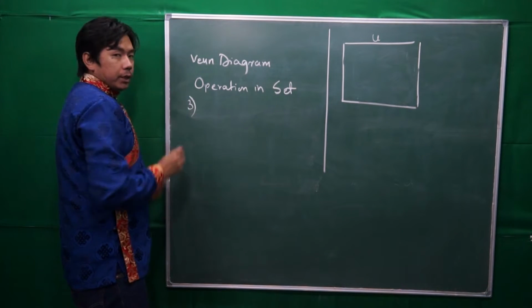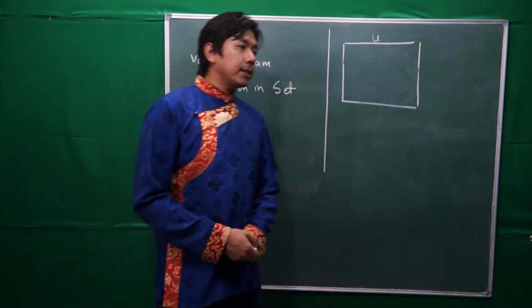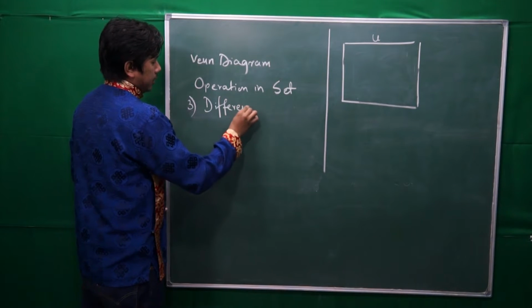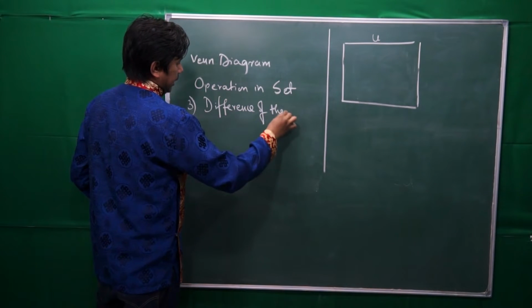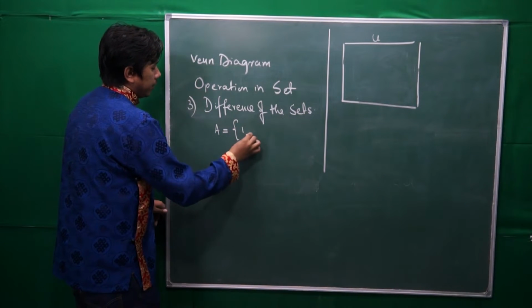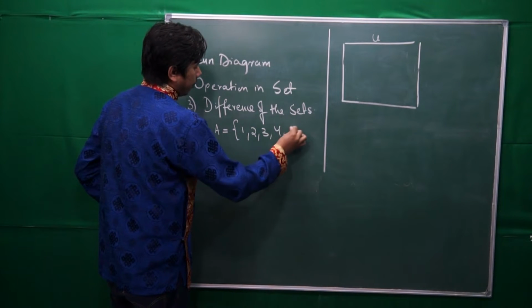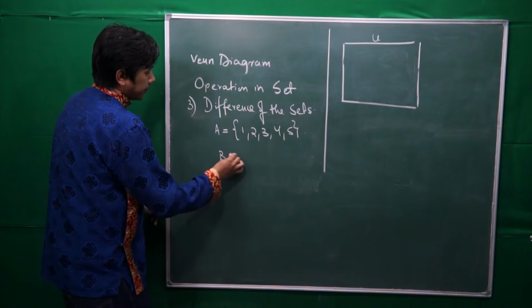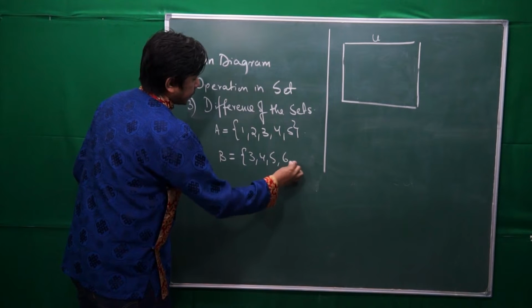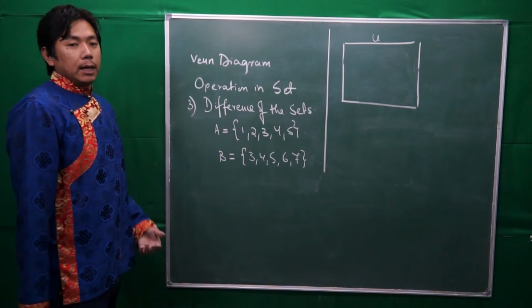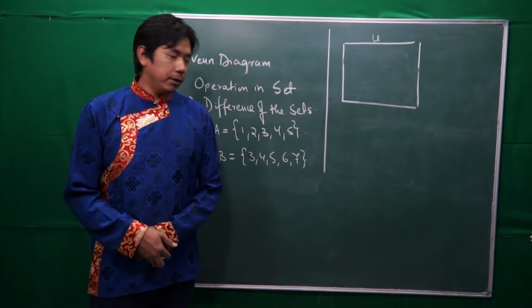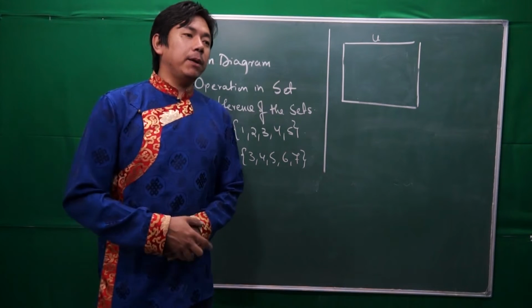Now for the third operation is known as difference between sets. Difference of the sets. So let's say set A has certain elements 1, 2, 3, 4, 5, and then set B has few elements. Let's say 3, 4, 5, 6, 7. All right. Now the difference in the set depends on which set is being written first.